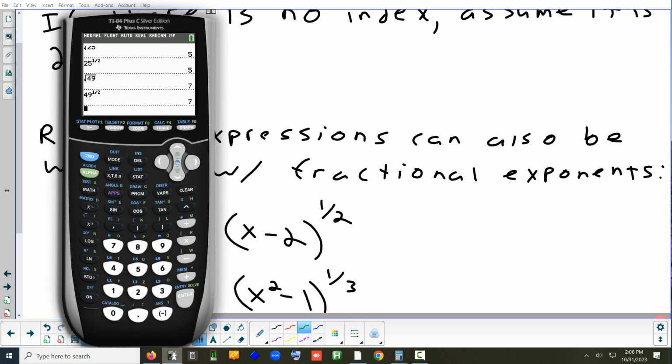So if you ever forget how to do a cube root, but you remember it's the same as a 1/3 power, you could do 27 raised to the 1/3 power. You get 3. It's exactly the same thing as a cube root.